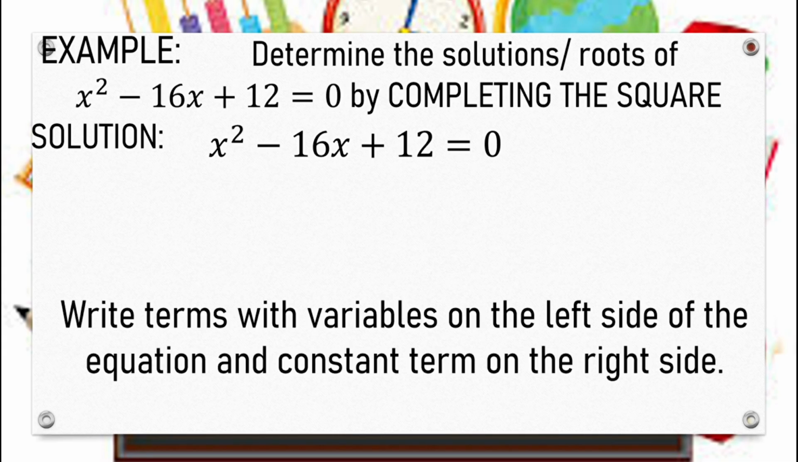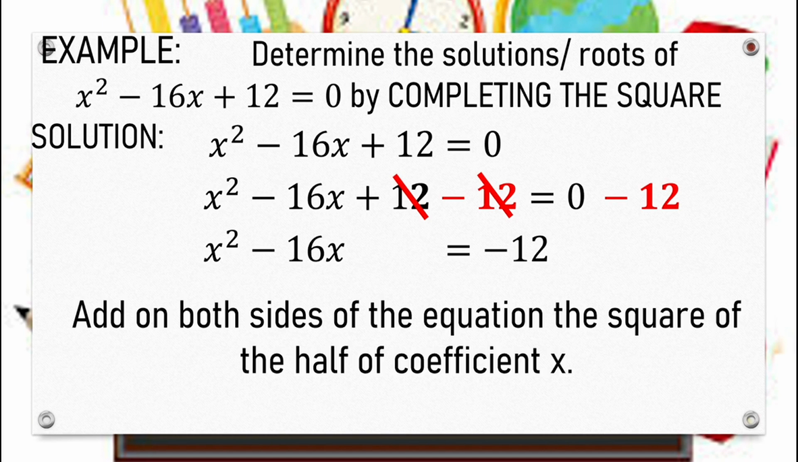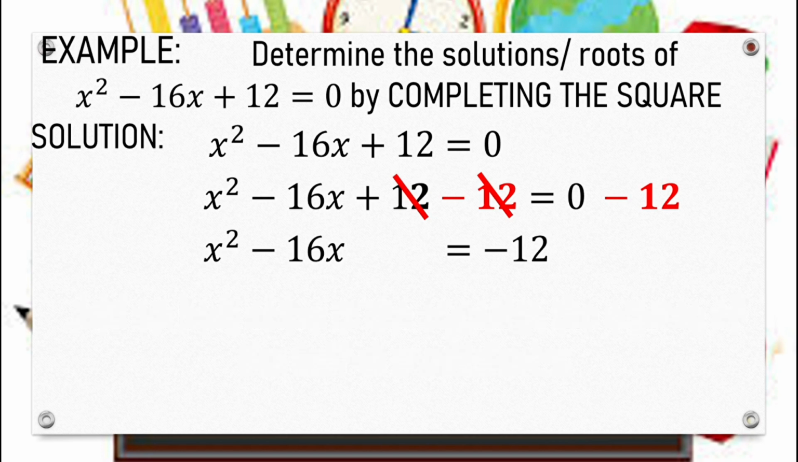our equation as we write terms with variables on the left side and constant term on the right side. Using subtraction property of equality, we move 12 on the right side of our equation. Then we will add to both sides of the equation the square of half of coefficient x. Here, x has a numerical coefficient of negative 16. Half of negative 16 is negative 8, and squaring negative 8, that is positive 64.